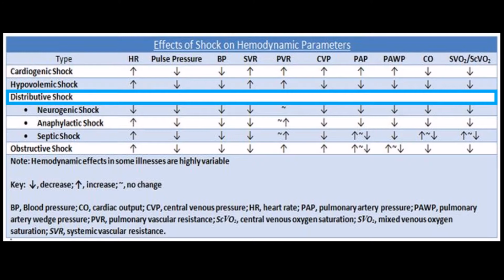Often have decreased pulse pressures and blood pressures. They also have decreased systemic vascular resistance and often have increased pulmonary vascular resistance as well as decreased central venous pressures. There also may be decreased pulmonary artery wedge pressures and often decreased pulmonary artery pressures, cardiac output, and central and mixed oxygen saturations. Now, of course, for every patient, this may vary, but these are the overall general parameters we're going to see for our patients who exhibit signs and symptoms and have telltale signs of distributive shock.